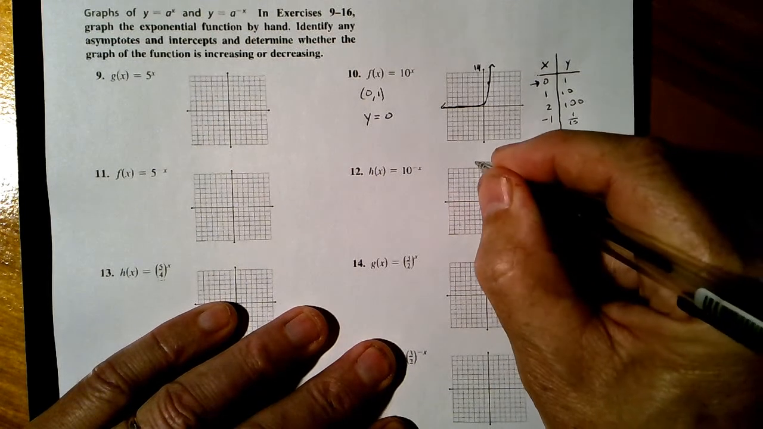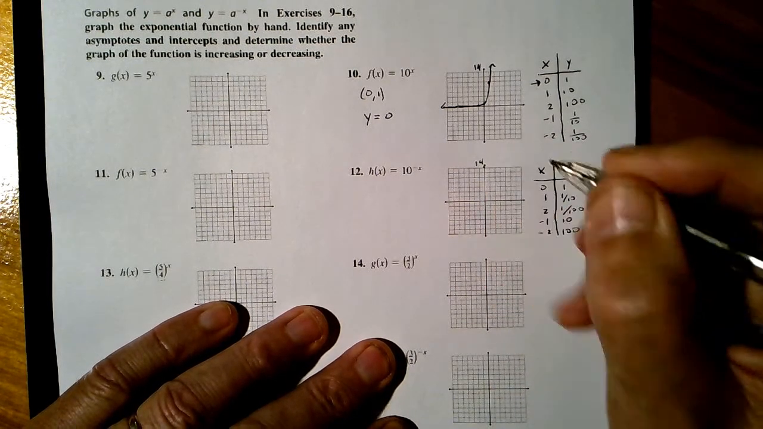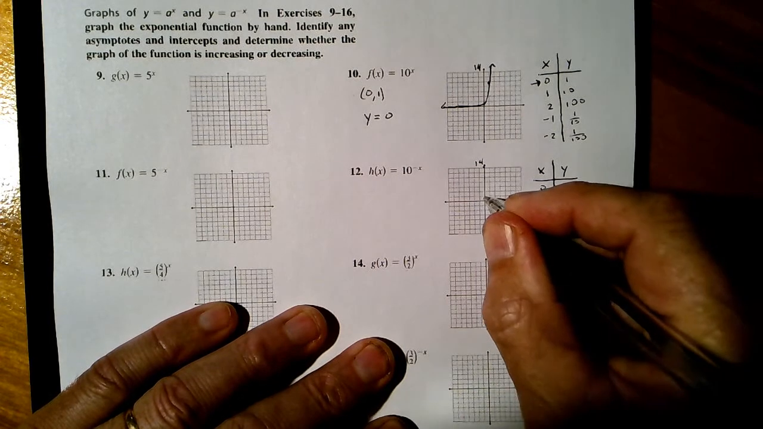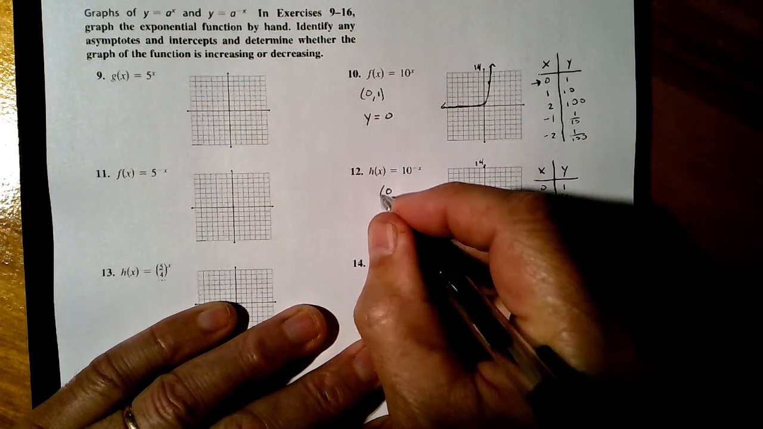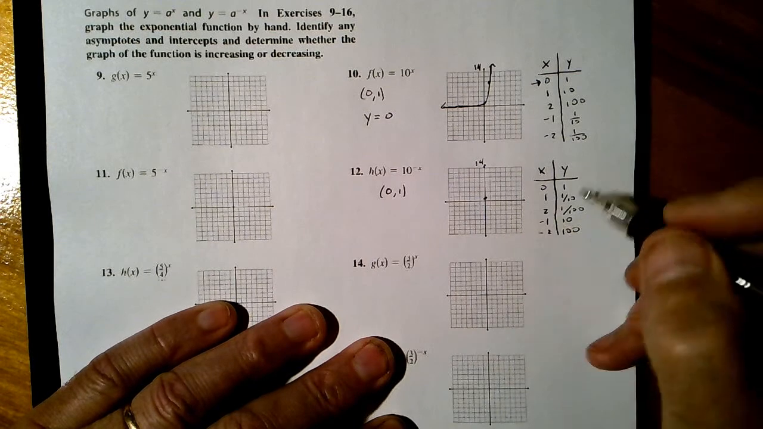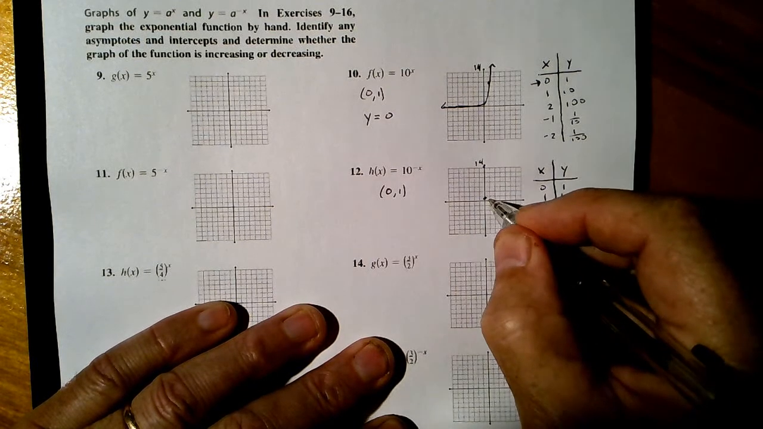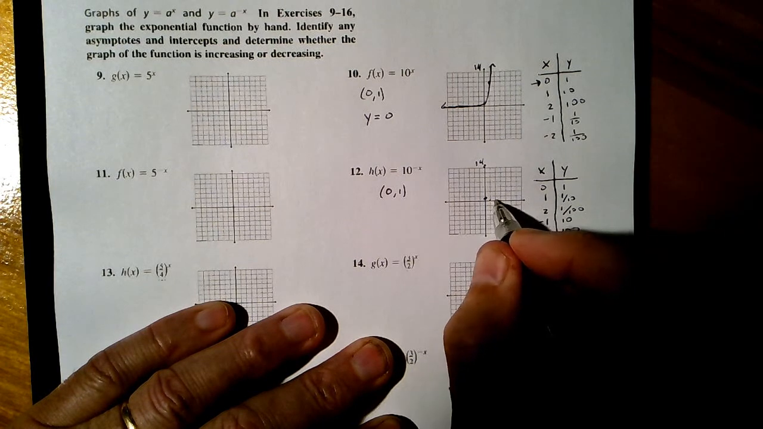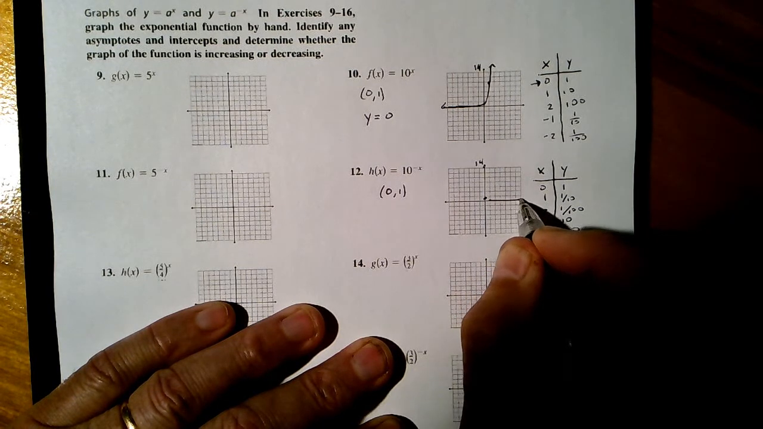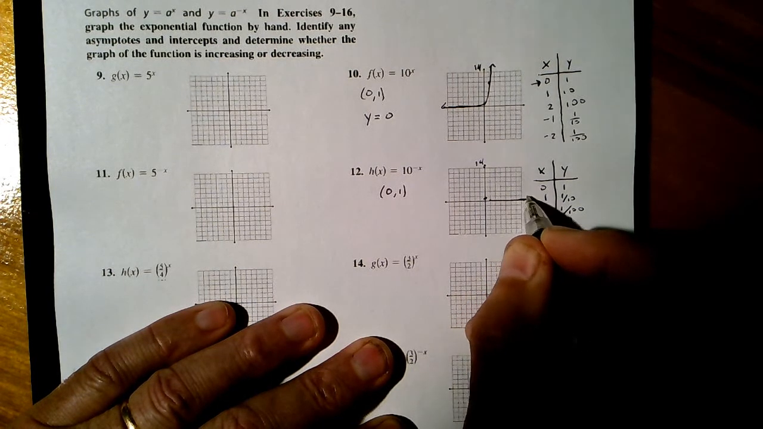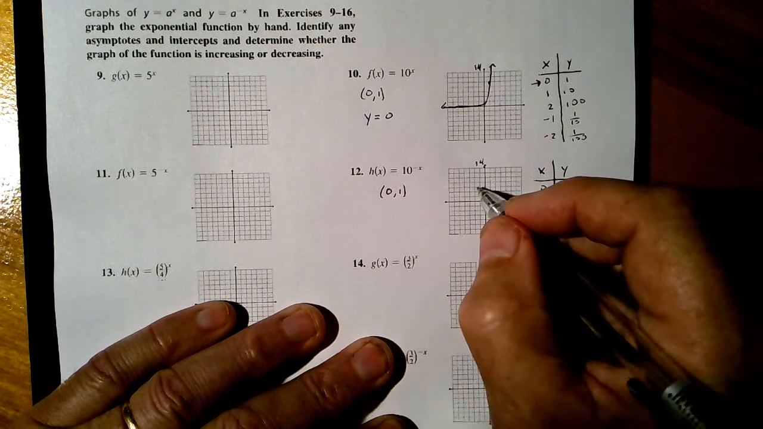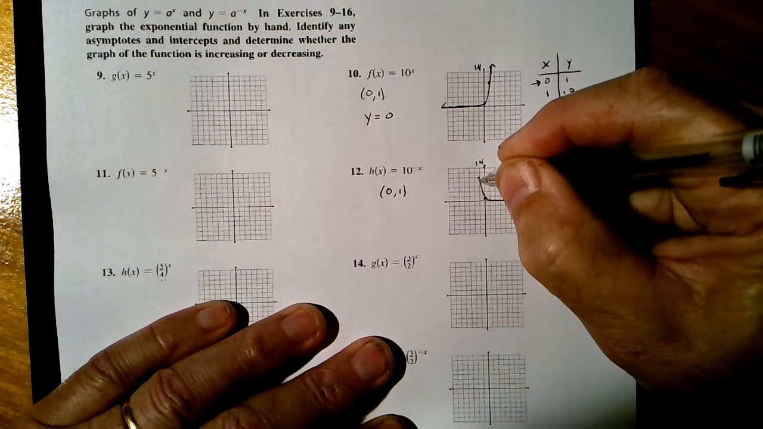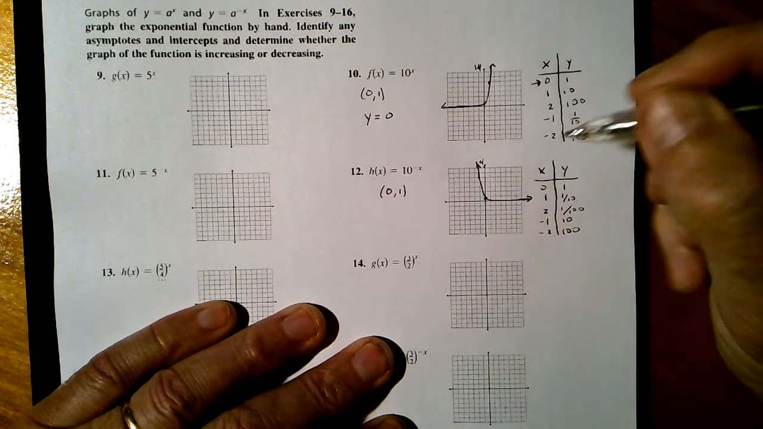But I'm going to again call this 14 up here. Put in 0, get out 1. That is an intercept. Put in 1, get out 1/10, virtually 0. Put in 2, get out 1/100th, even closer to 0. Whoops, I pulled away a little bit there. Put in negative 1, get out 10. Put in negative 2, get out 100, which is really taking off.